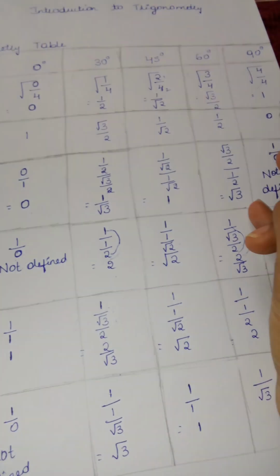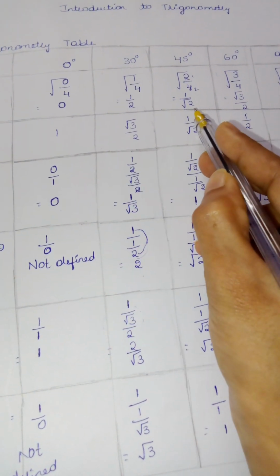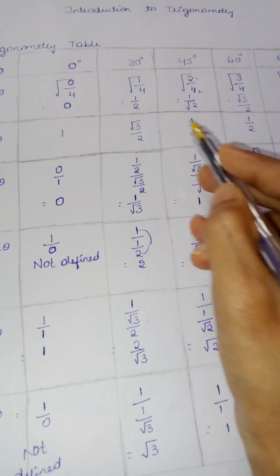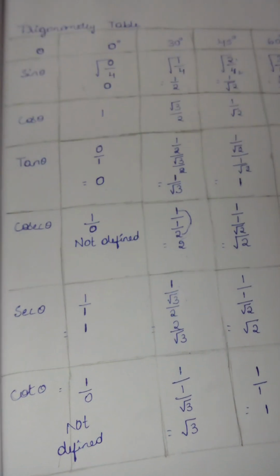So cos थीटा इसका रिवर्स लिख दो. So 1, root 3/2, 1/√2, 1/2, 0. So cos थीटा की वैल्यू आ गई.